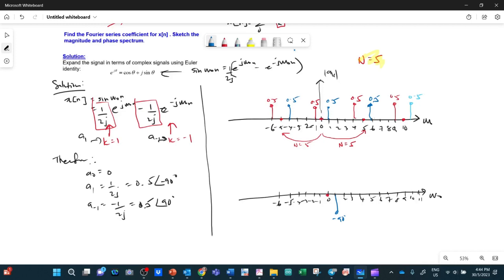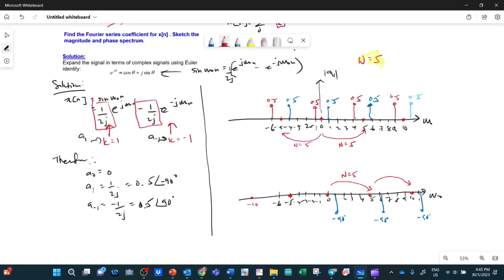Let's say that I'm going to repeat it to the right side. The point at 0 is going to repeat at 5 and also at 10. The same goes to the left side, repeating here and also at minus 10. For k equal to 1, it's going to repeat every 5, so 1, 2, 3, 4, 5, minus 90 degrees here.